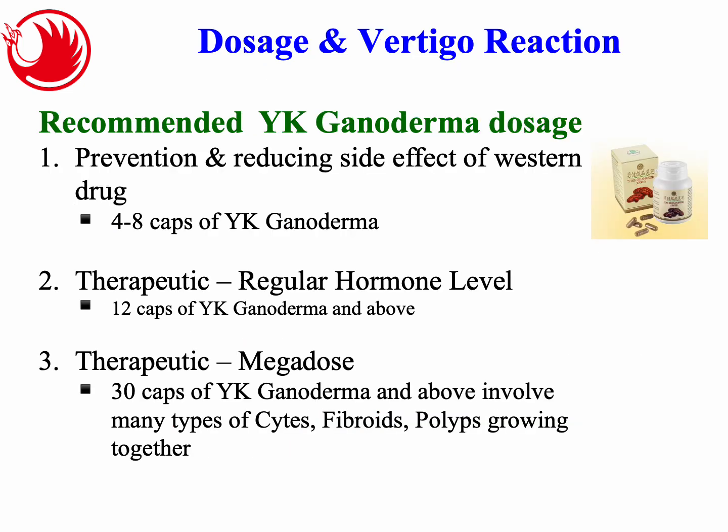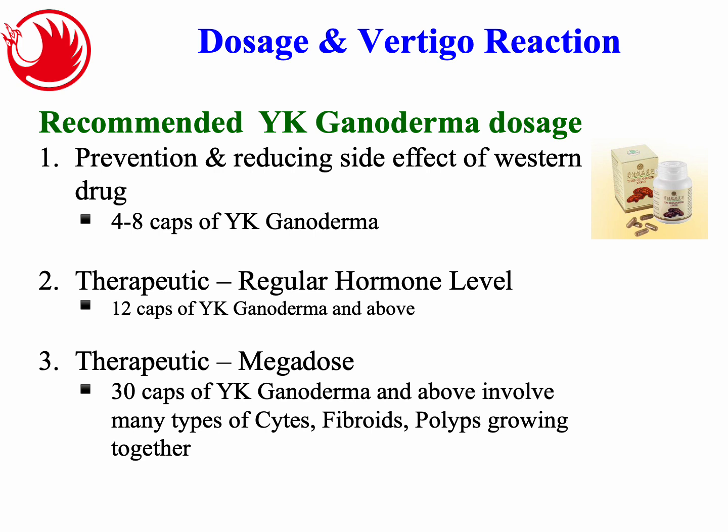Next, we look at the dosage. The recommended dosage for prevention is 4 to 8 capsules of YK Ganoderma daily. This helps to regulate hormone level and reduce the side effects of Western medication. You can increase up to 12 capsules of YK Ganoderma and above for daily consumption. This is considered a therapeutic and mega dose effect, and will help to regulate hormone level.